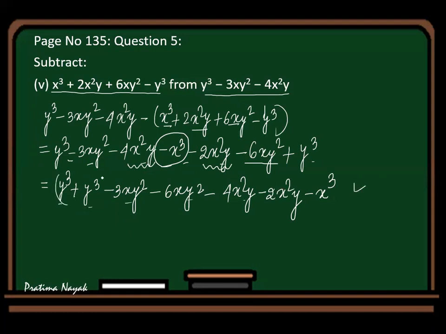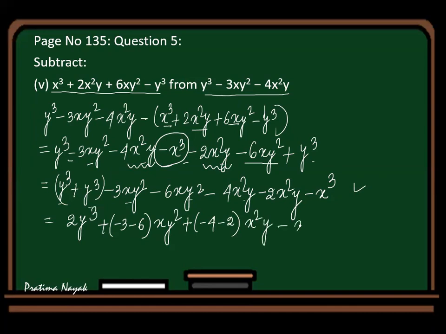Correct. Now group them. y cube plus y cube: 1y cube, 1y cube, 2y cube. Next, coming to negative 3, negative 6, xy square. Next, coming to negative 4, negative 2, x square y, and minus x cube. So one more line for simplification. This will be negative 9xy square, negative 6x square y, minus x cube. That is your answer.